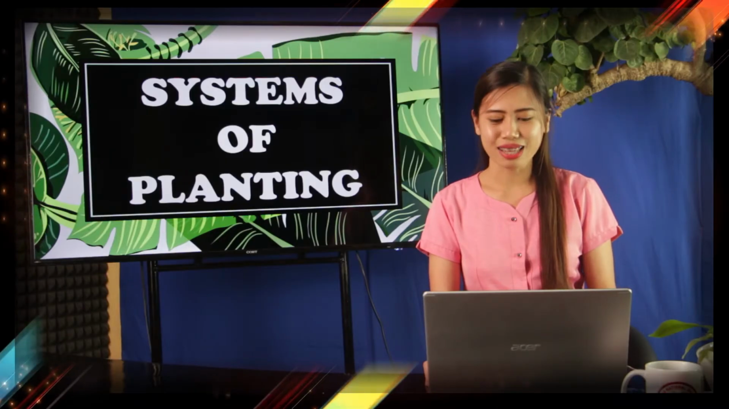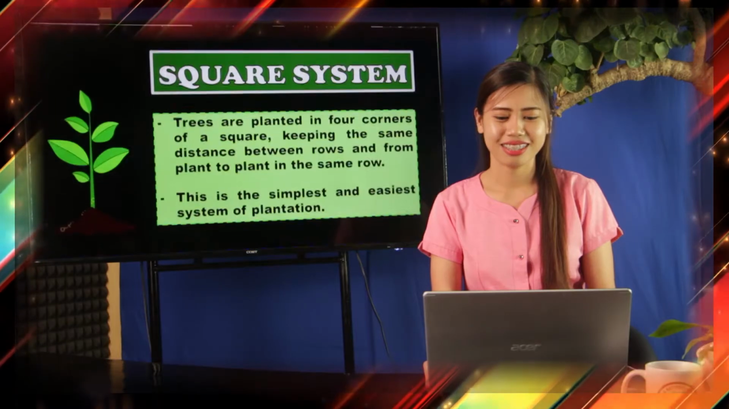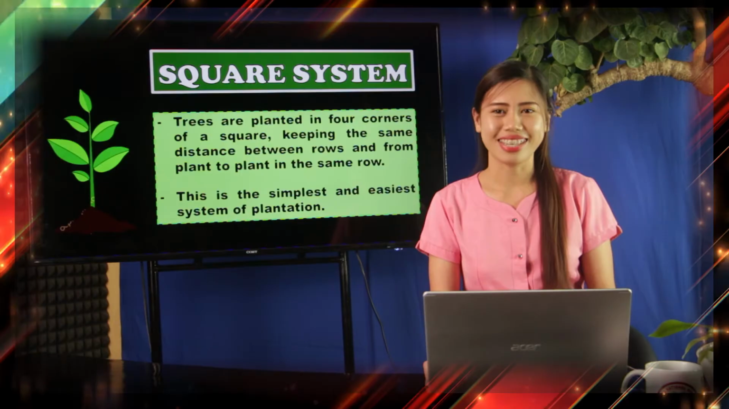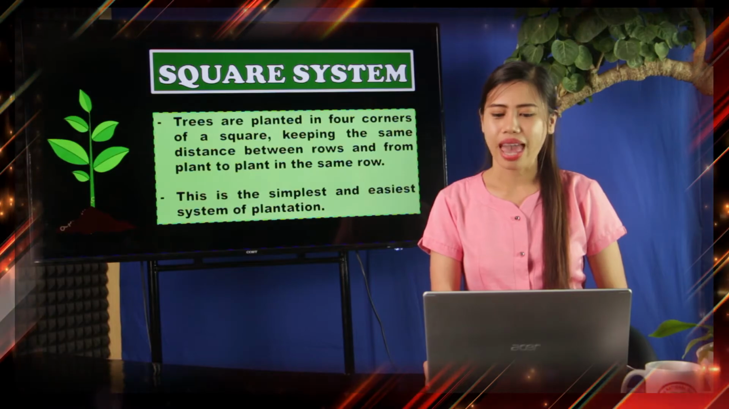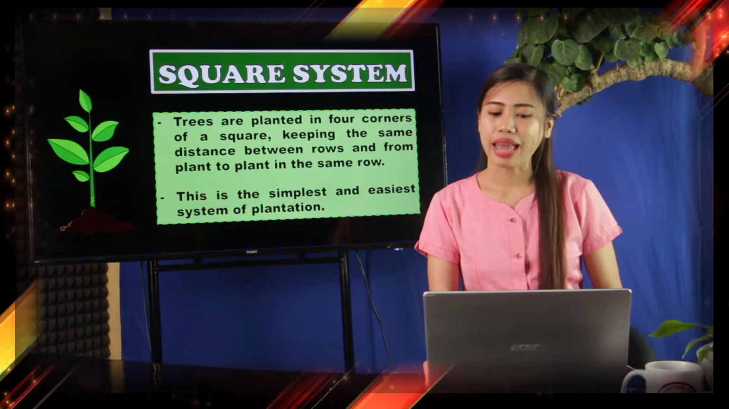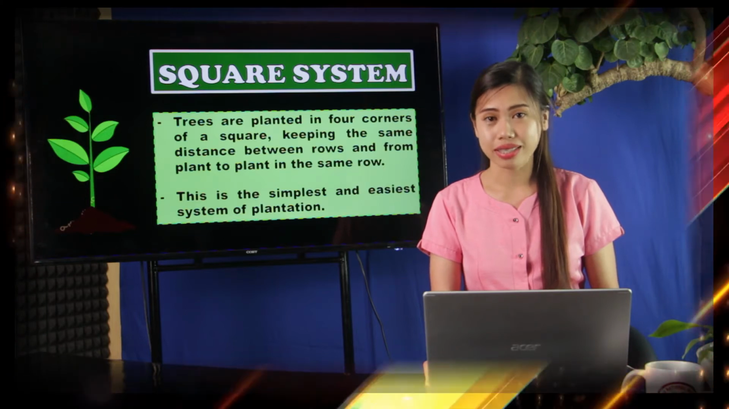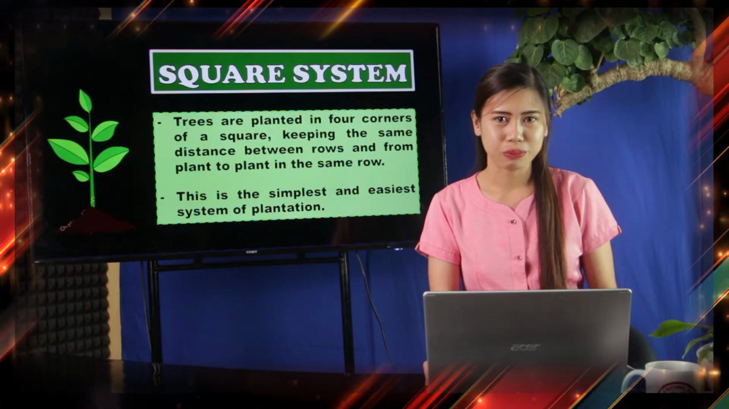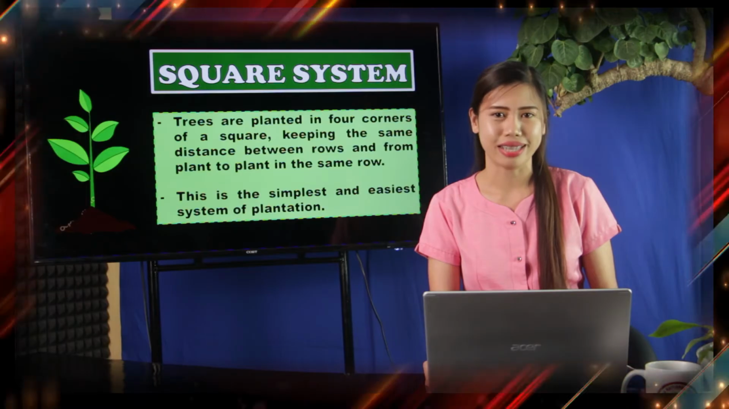Now, let us identify the first system of planting. The first system of planting is the square system. This is the most commonly followed system and is very easy to lay out. Trees are planted in the four corners of a square, keeping the same distance between rows and from plant to plant in the same row. This is the easiest system of planting or plantation.